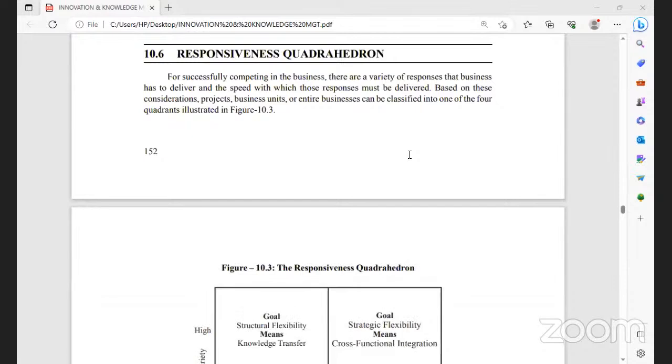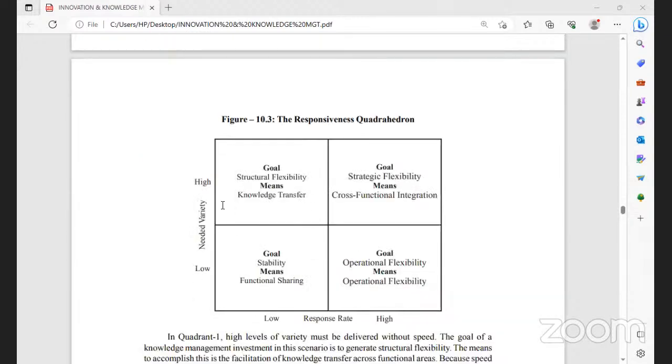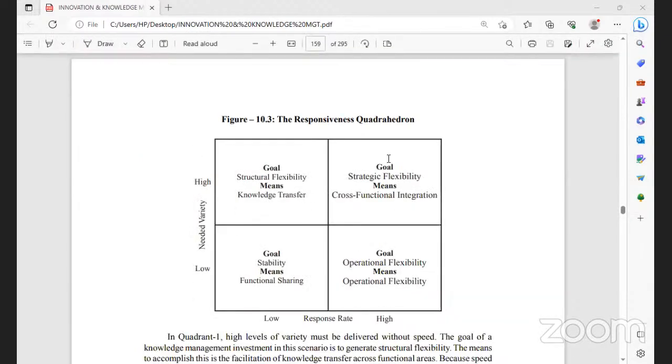And the next one is the responsiveness quadrahedron. For successfully competing in the business, there is a variety of responses that a business has to deliver and the speed with which those responses must be delivered. Based on these considerations, projects, business units, or entire businesses can be classified into one of the four quadrants. These form a matrix, with four quadrants. The goals are four: structural flexibility and knowledge transfer, cross-functional integration, functional sharing, and operational flexibility.